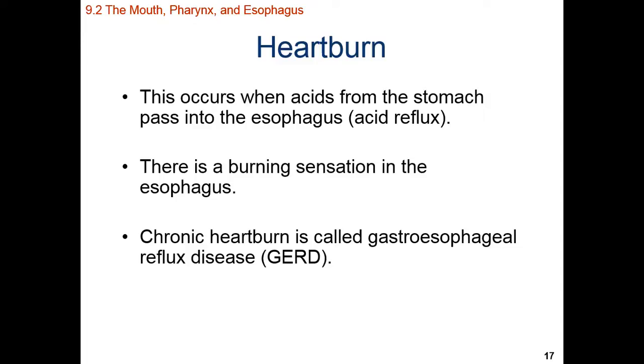Occasionally, you'll find patients that are experiencing heartburn. Heartburn, generally speaking, is a phenomenon that occurs when acid from the stomach makes its way into the esophagus. This is known as acid reflux, the stomach acid flowing backwards. And then when that acid makes it into the esophagus, there's a burning sensation associated with it because the stomach acid is starting to digest the esophagus. If somebody has heartburn on a regular basis, that's known as chronic heartburn, and that can be referred to as gastroesophageal reflux disease, or GERD. Sometimes it's just referred to in brief as acid reflux.